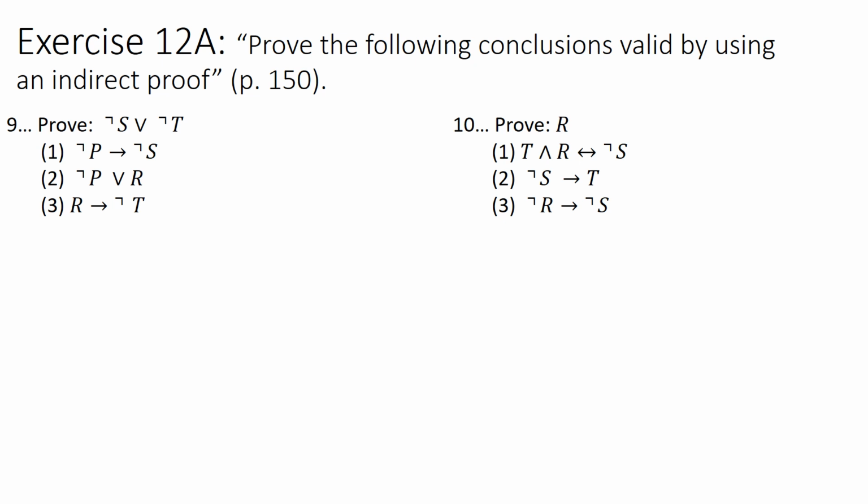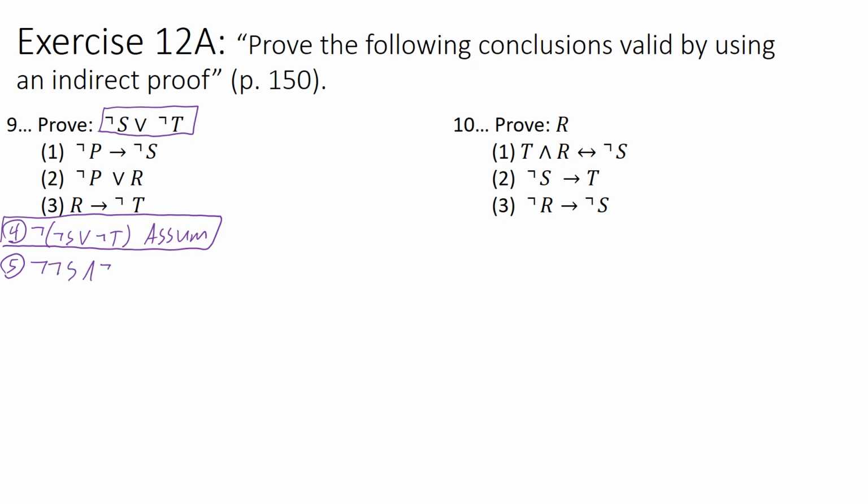For number 9, we want to prove this statement, and we're doing an indirect proof, so we will, for the 4th line, assume the contradictory of that statement, so not, parentheses, not s or not t, assumption. And then let's apply De Morgan's law. For 5, we'll get not s and not t, De Morgan, 4.